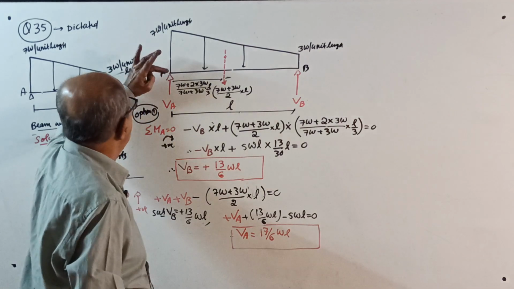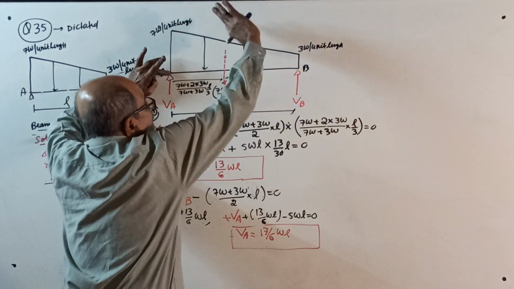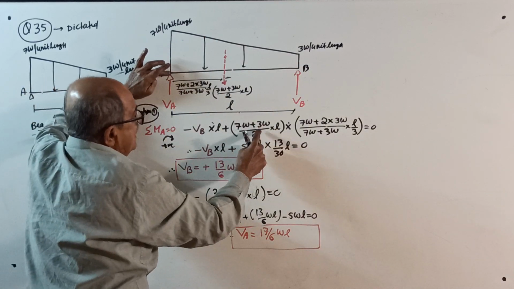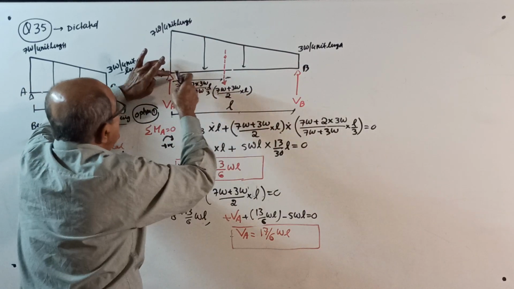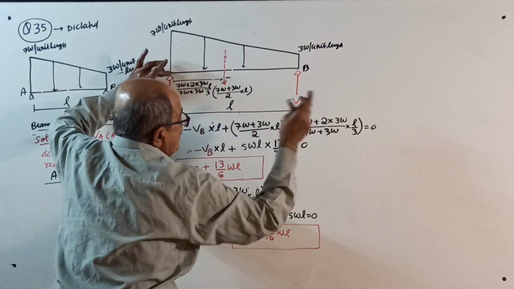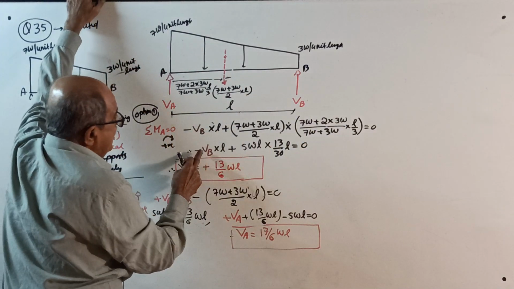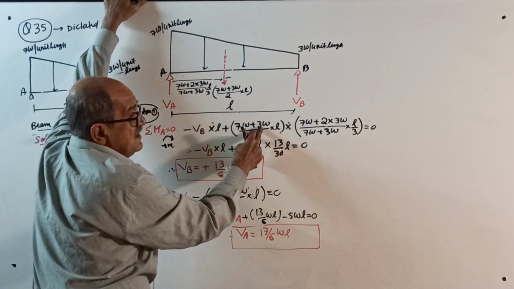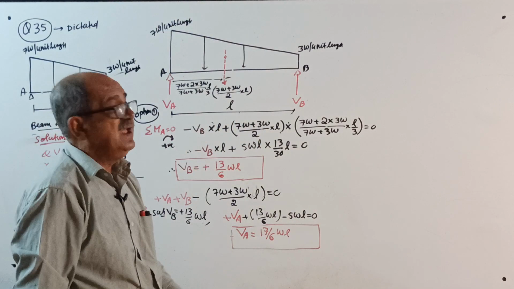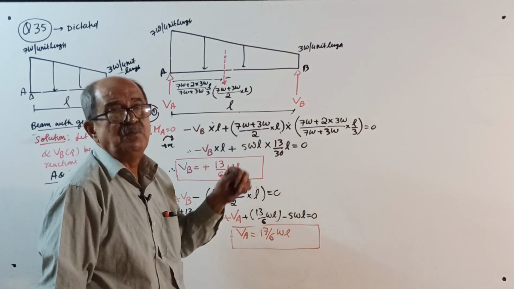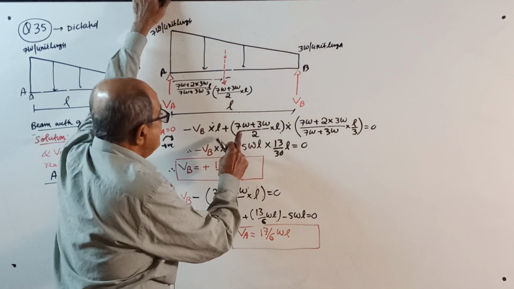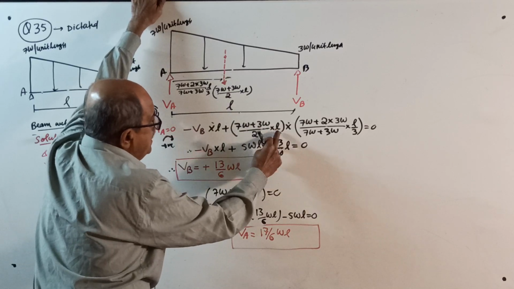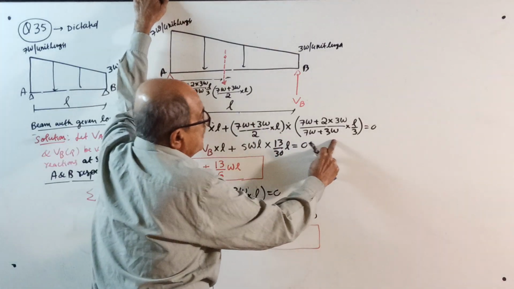Okay. Take moment about here. Minus VB into L plus total load (7W plus 3W) by 2 into L into this distance I wrote here equals 0. Simplify. Minus VB into L plus 7 plus 3 is 10. See, last time this was not that way. One was W1, other was W2. Now easy for you. 7 plus 3 is 10, 10 by 2 is 5, 5WL into this number, calculate.